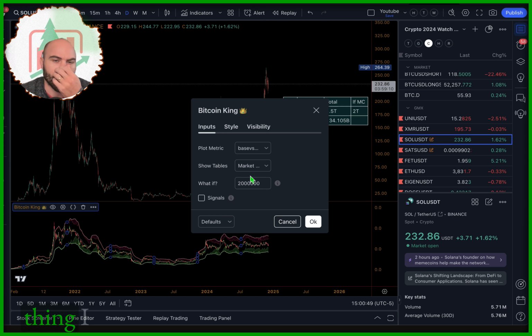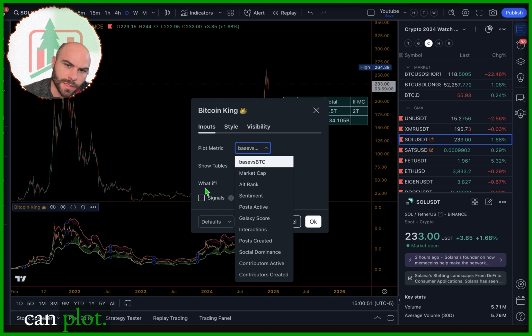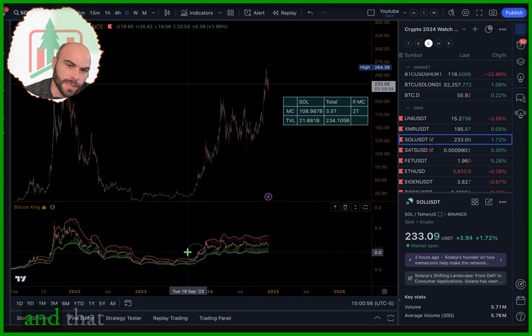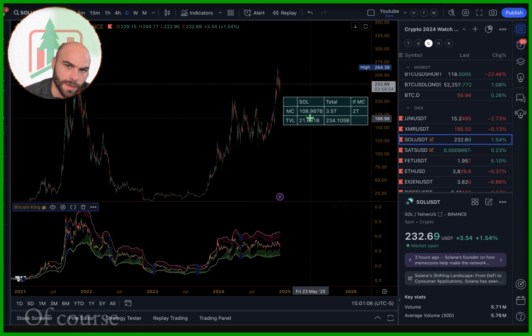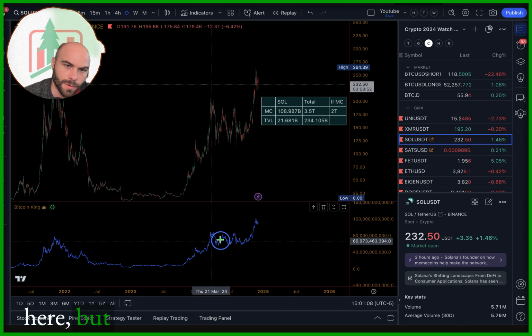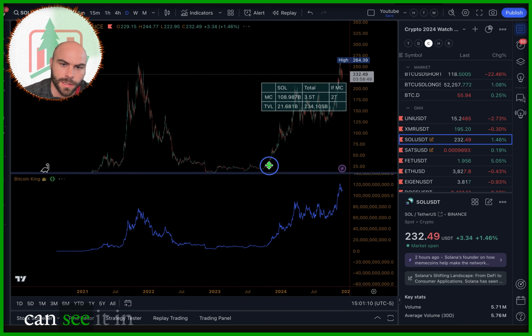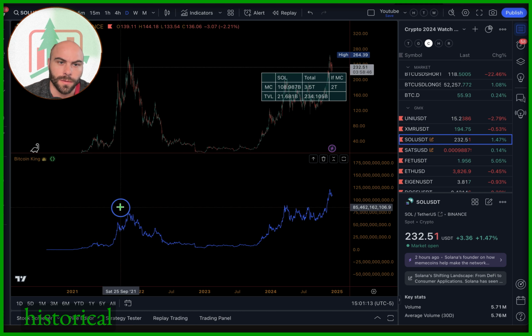All right. The other thing I want to talk about is the metrics you can plot. By default, it's going to plot the base asset versus BTC and dead here. But another one that I like to look at is market cap over time. Of course, you get the market cap here, but if we get a look at the market cap over time, we can see it in relation to historical market caps.